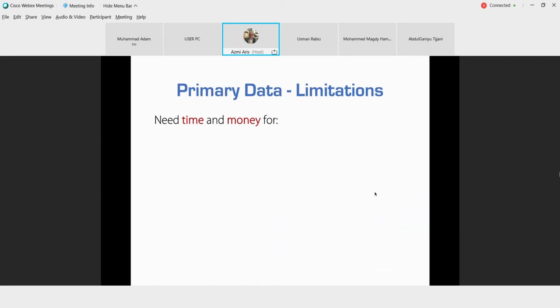Okay, so primary data collection will require time and money, especially if you're working on experimental work. You must have money to set up your rig. You have money to buy your chemicals or materials before you can do the experiment. And even if you are doing site work or survey work, you must also have money for your traveling. So this money, luckily, is normally provided by your supervisor.